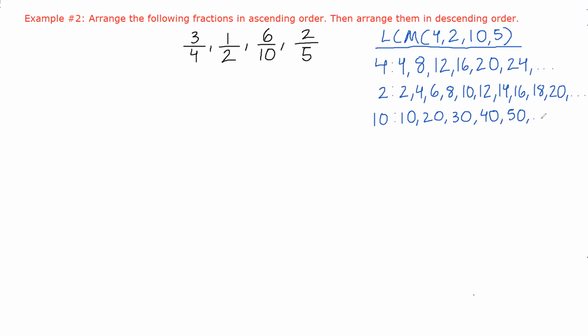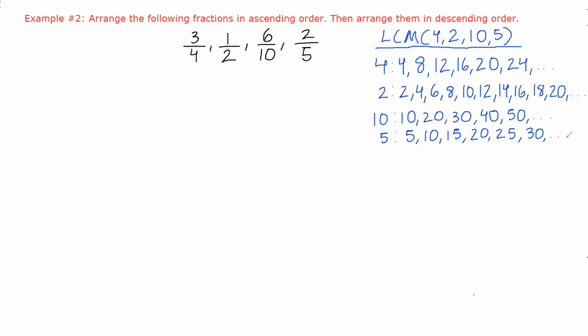And Ajani, multiples of 5. 5, 10, 15, 20, 25, 30, 35. Okay, and we can stop right there.